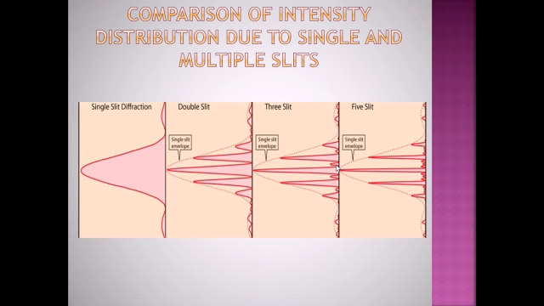Now this is a comparison of intensity distribution due to single and multiple slits. So due to a single slit, we get this pattern. Due to double slit, this pattern. Due to 3 slits, this one. And for 5 slits, this one. So it can be seen here that the maxima are of rapidly falling intensity due to diffraction, and they are well defined as the number of slits increases as compared to when it is due to a single slit.